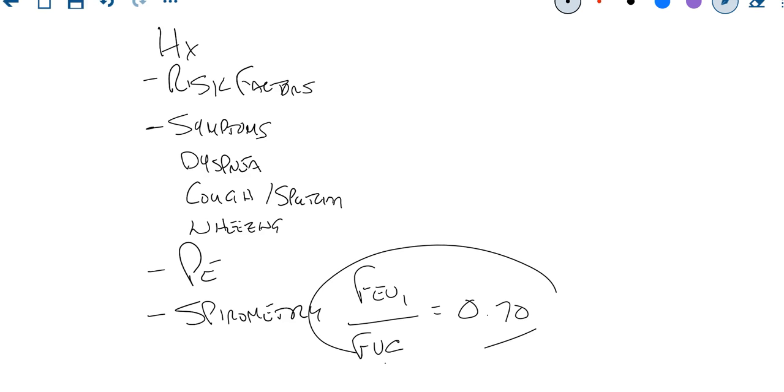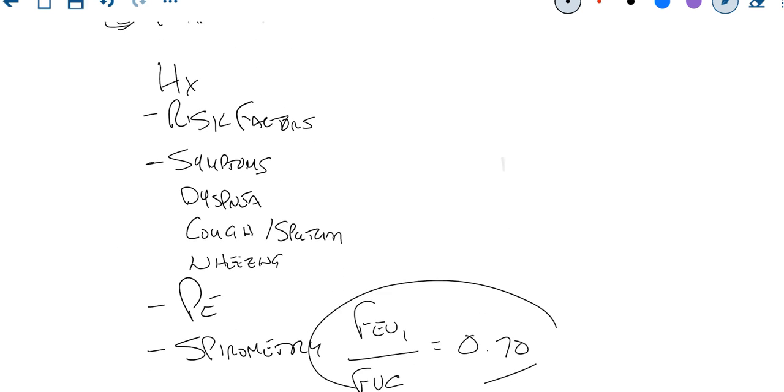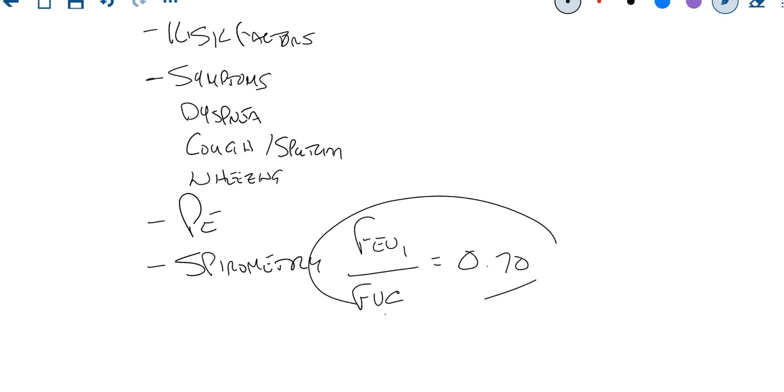So that kind of goes over pathophysiology and your assessment in COPD, with spirometry being the gold standard. So some key points so far, what we're going to look for when you're assessing these symptoms.